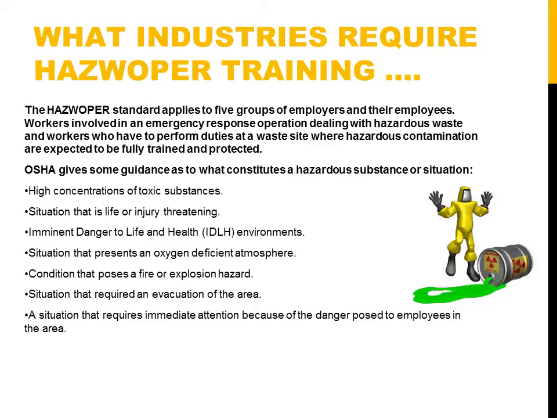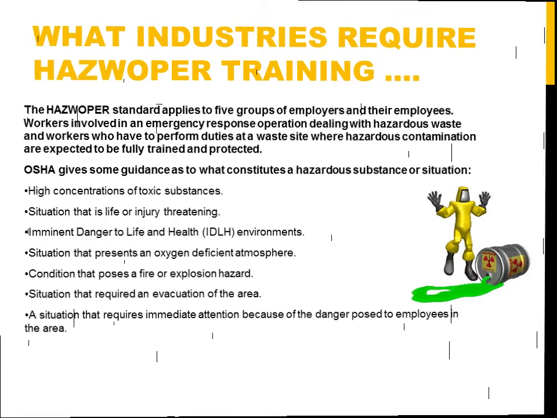For further clarification, an interpretation letter provided by OSHA gives some guidance as to what constitutes a hazardous substance or situation. High concentrations of toxic substances. Situations that are life or injury threatening. Imminent danger to life and health environments. Situations that present an oxygen deficient atmosphere. Conditions that pose a fire or explosion hazard. Situations that require an evacuation of the area. A situation that requires immediate attention because of the danger posed to employees.